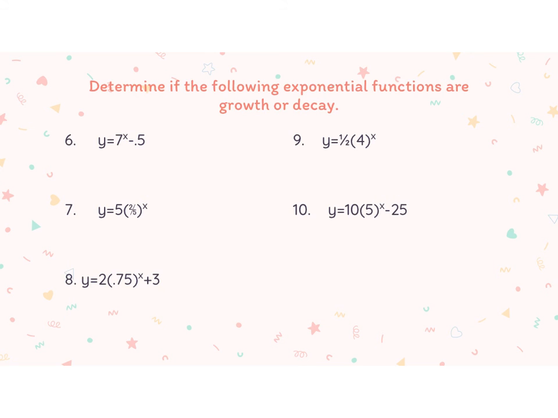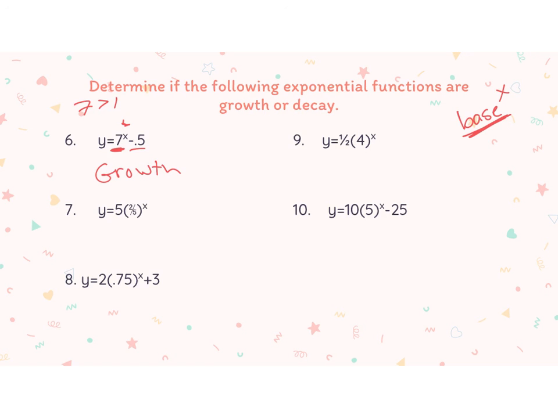So let's just take a look at a few of these examples. We want to look at the value that's being raised to the x power. So whatever the base is that's being raised to the x, that's our number in question. So if I look at number 6, I have y equals 7 raised to the x power minus 0.5. The thing that's being raised to the x power is greater than 1. 7 is greater than 1. So I would call this growth.